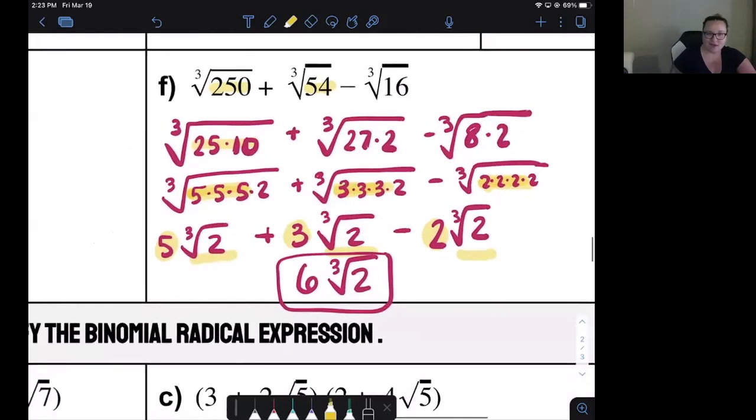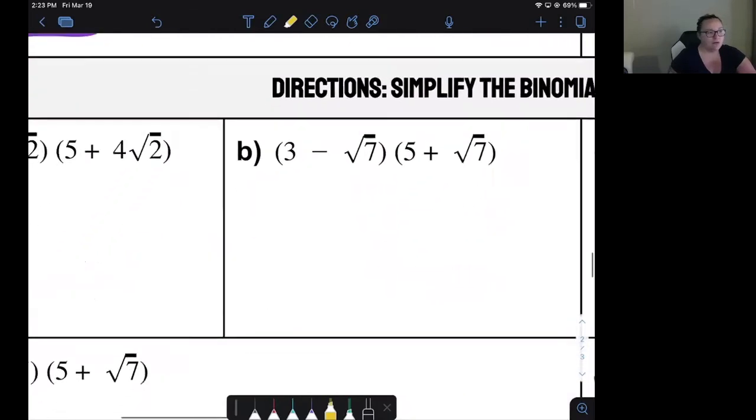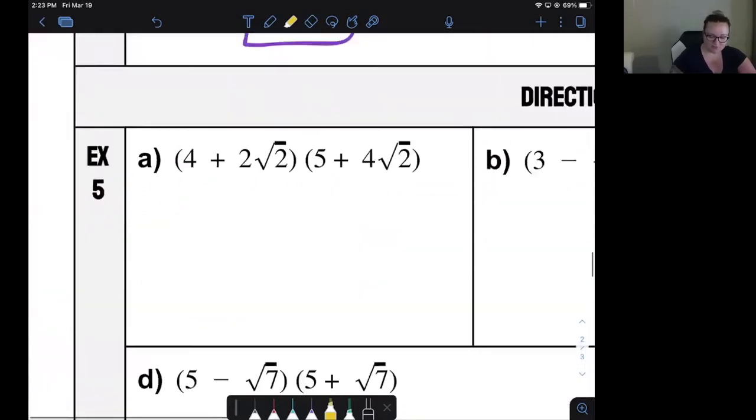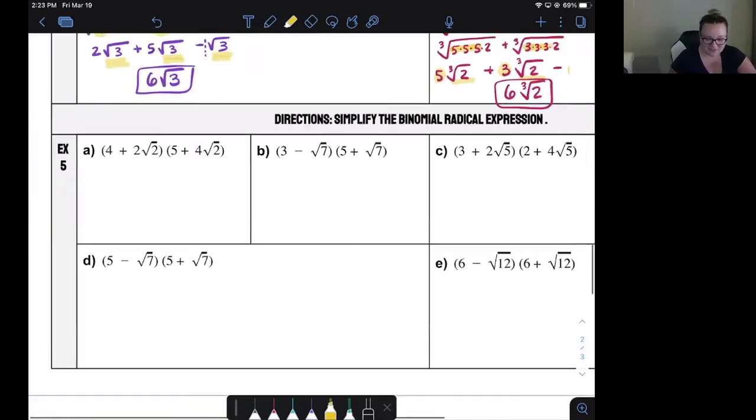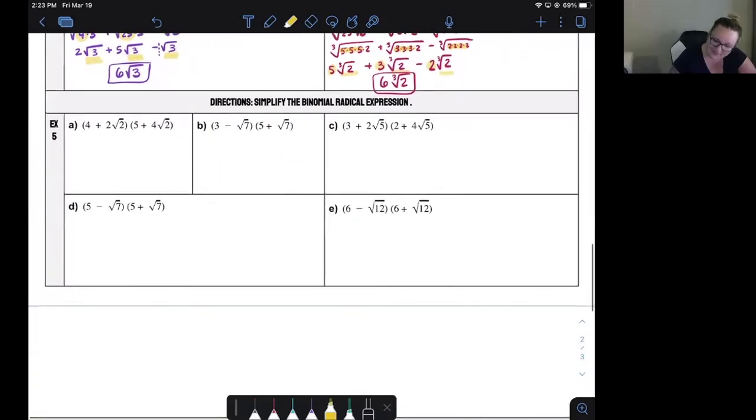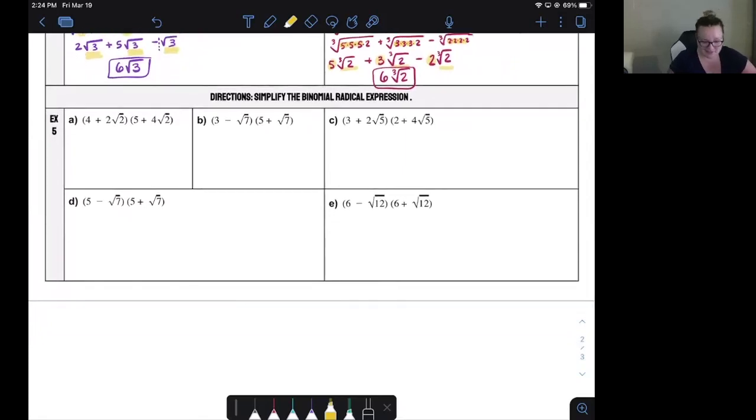Hopefully our answers match. All right, we are almost done. This is the last example. I know there's been a lot of information in this lesson, and I'm sorry for that, but we don't have a lot of time for Unit 6, so we kind of had to do a lot today.